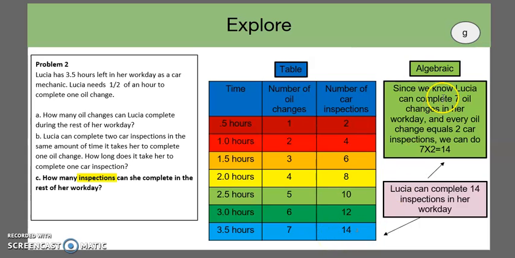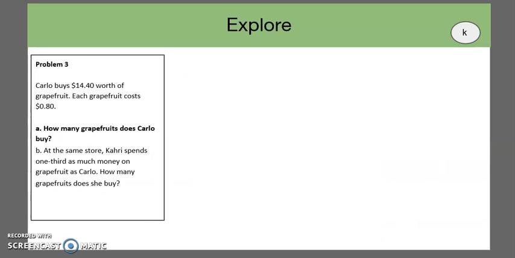Same thing, we can think about it algebraically. Since we know Lucia can complete 7 oil changes in her workday, and every oil change equals 2 car inspections, we can do 7 times 2 gives us 14. So both ways gives us the correct answer. Next, we're going to look at another problem.